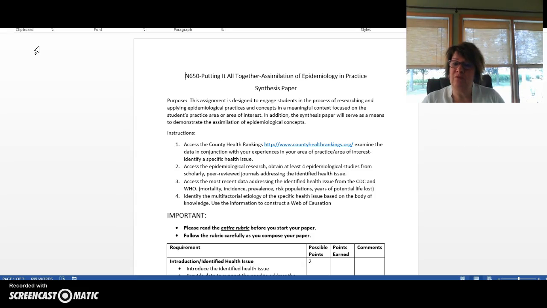And we've done this before, but go to the county where your area of practice is or where your area of interest is. And what you need to do is really critically analyze the county health rankings and use that in the context of your area of interest or area of practice. What do you see in your practice, and what are problematic areas? And kind of hone in on that data within the county health rankings. So that's how you're going to determine your topic for this paper.